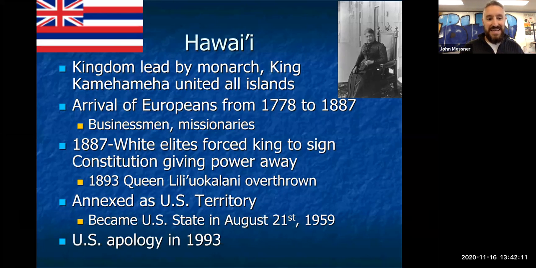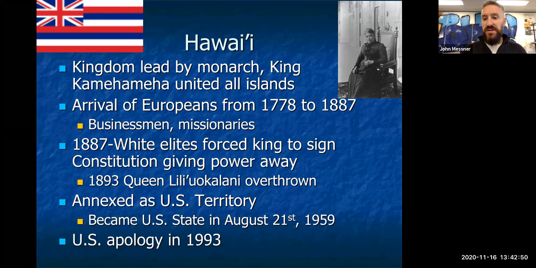And so by 1887, there's a minority of white businessmen predominantly, who forced the king, kind of blackmailed him, to sign a constitution that gave power of the royal monarchy away to the small ruling group. Okay, and so fast forward 6 years later, and there's ongoing struggle between the kingdom and the native Hawaiians against the small white elite. That is a group that's armed themselves and even used the Marines to help them stay in power.